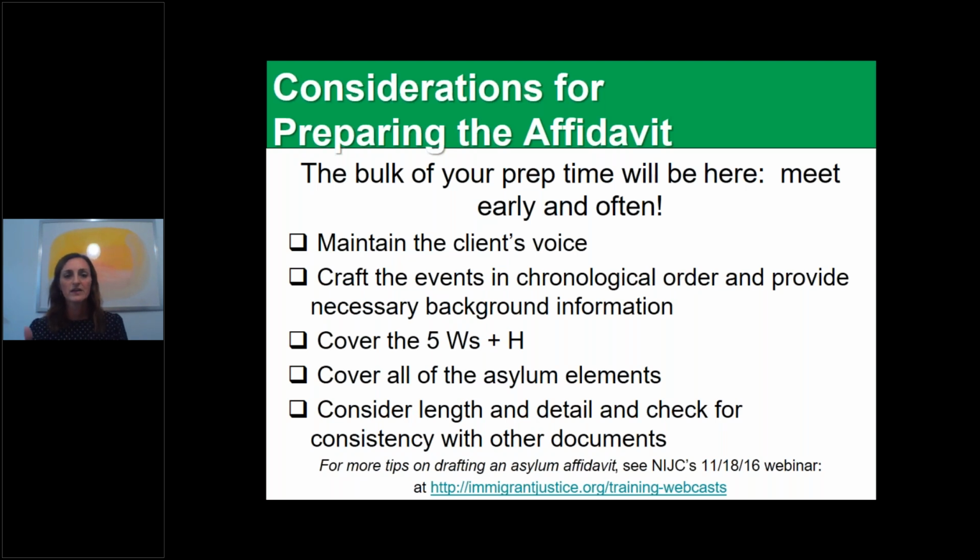And then the final thing is really checking for consistency with those other documents. As we mentioned before, your client may have had contact with immigration officials when they first came into the country. They may have been interviewed. They may have made certain statements. You want to make sure that the affidavit you are drafting is consistent with those earlier statements. And if there are inconsistencies or omissions in that earlier statement, try to understand why, and maybe include some information in the affidavit about those inconsistencies.